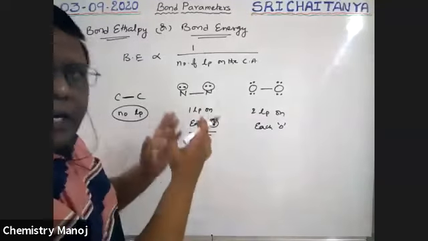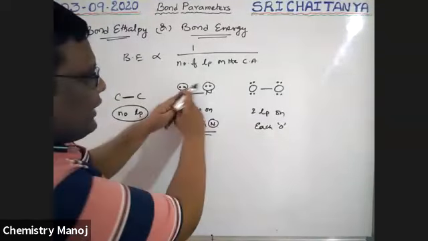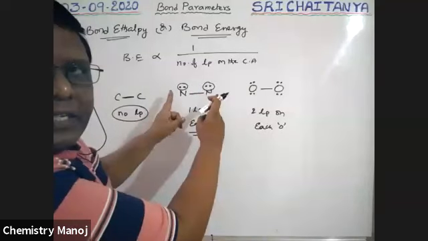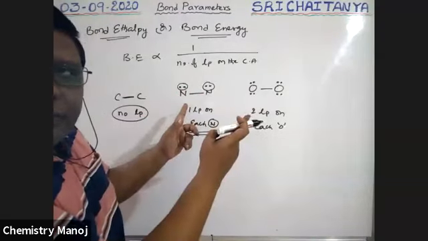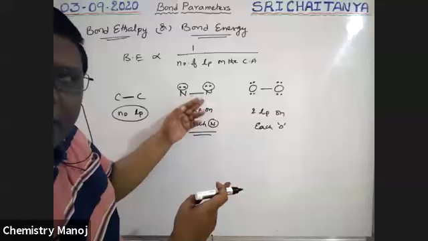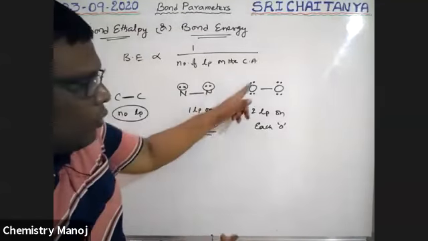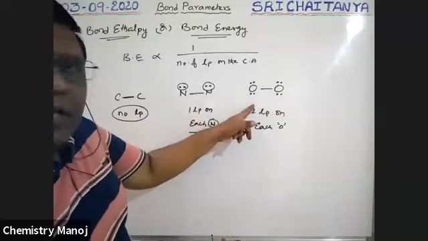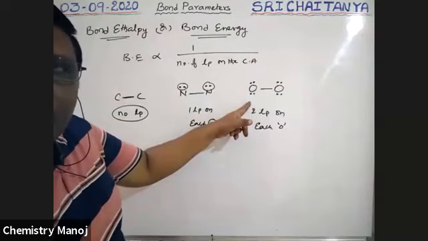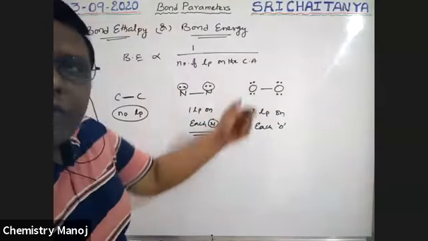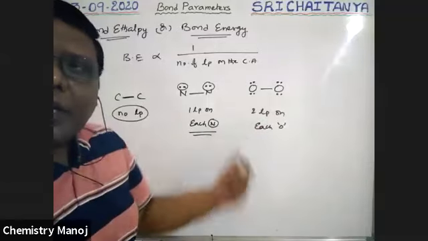That means these two atoms are very near to each other. There is a greater repulsion between these two lone pairs. As the repulsion increases, automatically the bond is weaker. So a weaker bond is easy to break, which means less energy is sufficient. The more lone pairs of electrons, the more repulsion, and automatically the bond energy is weaker.